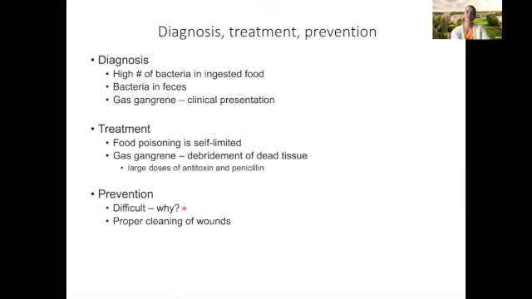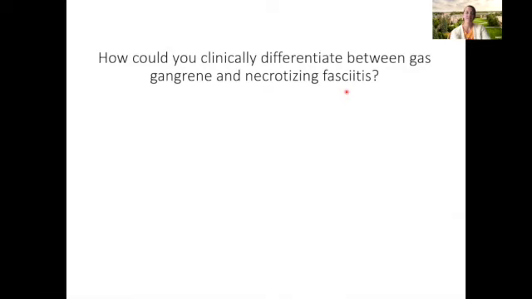However, for Clostridium perfringens, prevention is quite difficult, and so I want you to think about why that might be the case, and we'll discuss that in class. The best thing that we can do is if you get a wound, you have any sort of trauma, cuts on your arms, your legs, wherever, clean them properly with soap and water, disinfect them, and don't just leave a wound to get contaminated. So I want to leave you with one last question to think about, and we'll discuss this in class when we come back. How could you clinically, based on appearance in a doctor's office, differentiate between gas gangrene caused by C. perfringens and necrotizing fasciitis caused by group A strep?